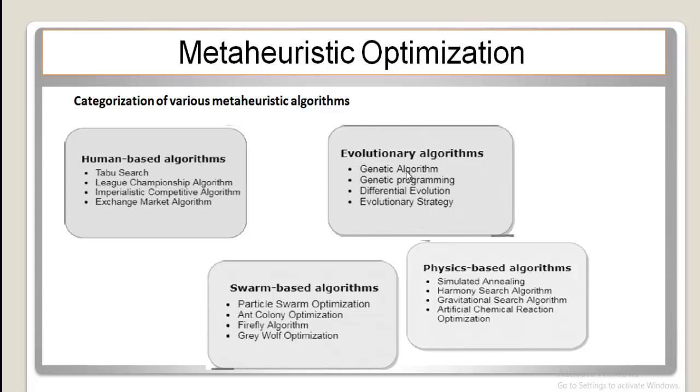algorithms. And the last one we see here is the physics-based algorithm, which is drawn from physical phenomena and principles, which include, for example, the harmony search algorithm, the artificial chemical reaction optimization, and other algorithms.